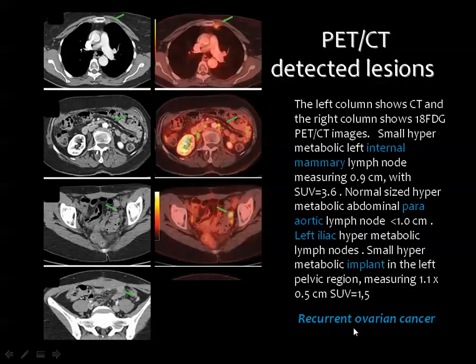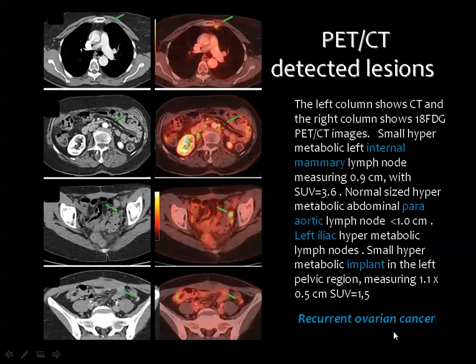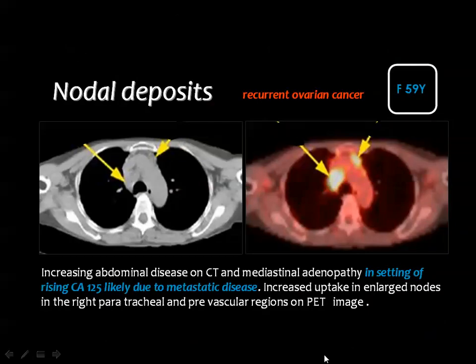And also, this is a case of recurrent ovarian cancer with detection of internal mammary, para-aortic, left iliac, and peritoneal disease. These are nodal implants, and this is a peritoneal implant.